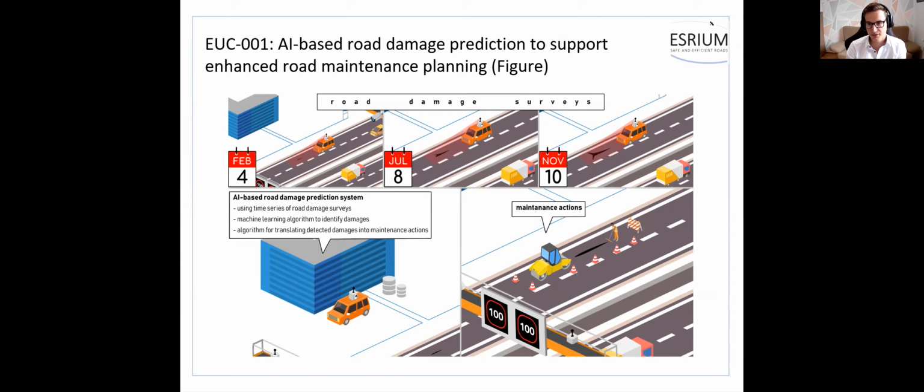And as part of the Esrium project, a digital twin of the road is created through regular road damage surveys, and the position of all road damages is measured precisely at centimeter level. Based on this developed road sensing and damage mapping system, a roadware map utilizing AI-based road damage predictions will be developed and provided to the road operator. And based on the predicted onset of road damages, the road operator can then derive predictive road maintenance and action plans to proactively avoid and or reduce more severe road damages.